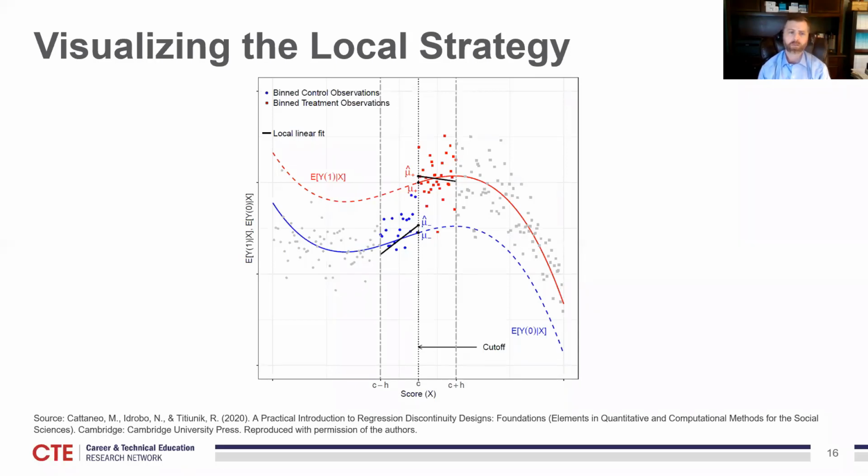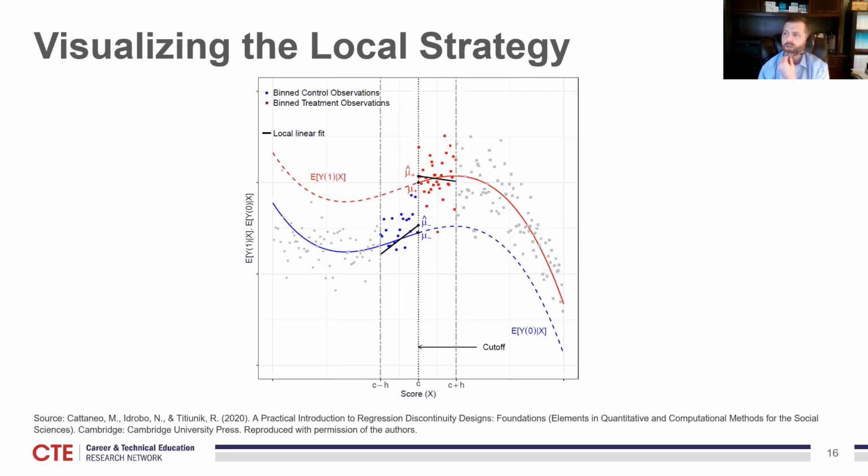There's also an intercept from the line of best fit through the blue data points, that's labeled mu hat minus. So to get the estimated impact here, you would just subtract mu hat minus from mu hat plus. That jump, again, that jump in the outcome is telling you the estimated impact of the treatment.